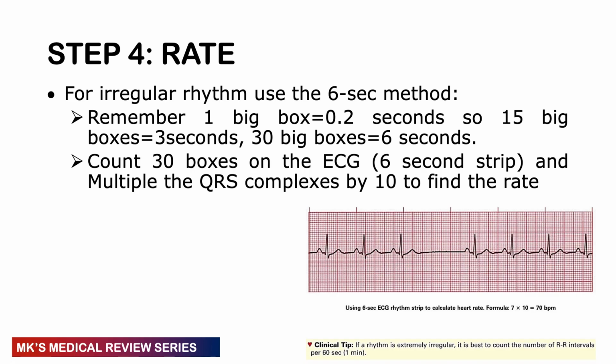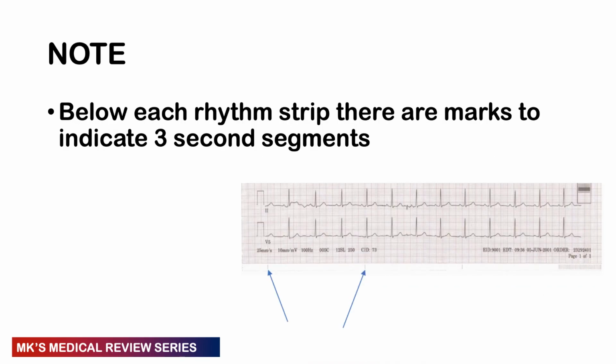You multiply that by 10, because if it's 6 seconds, for 1 minute it's going to be 6 multiplied by 10. So your rate here will be 70 beats per minute. You have to remember that if your rhythm is extremely irregular, it's best for you to count the RR intervals for a full minute, so for 60 seconds.